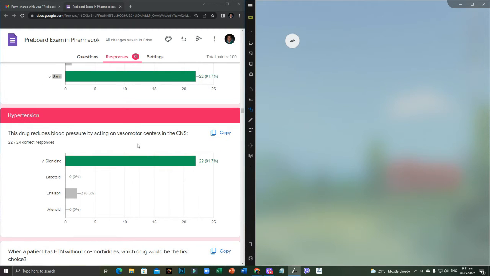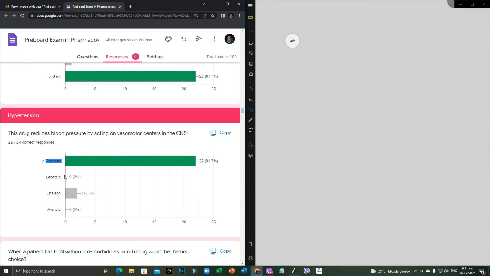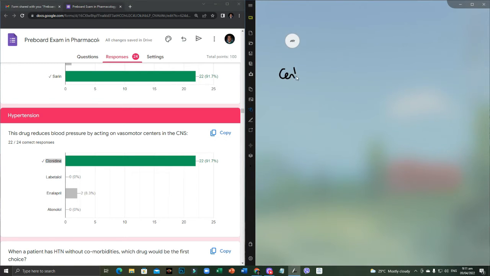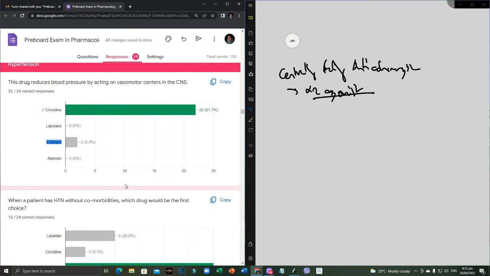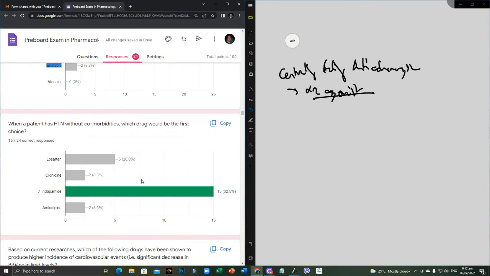Which is hypertension. This drug reduces blood pressure by acting on vasomotor centers in the CNS. Very good, the correct answer for that would be clonidine. It's an alpha-2 agonist, class, and it's considered to be a centrally acting antiadrenergic. These are the alpha-2 agonists, such as clonidine and methyldopa. Enalapril is an ACE inhibitor, and the target is usually the angiotensin-converting enzyme produced by the lungs.